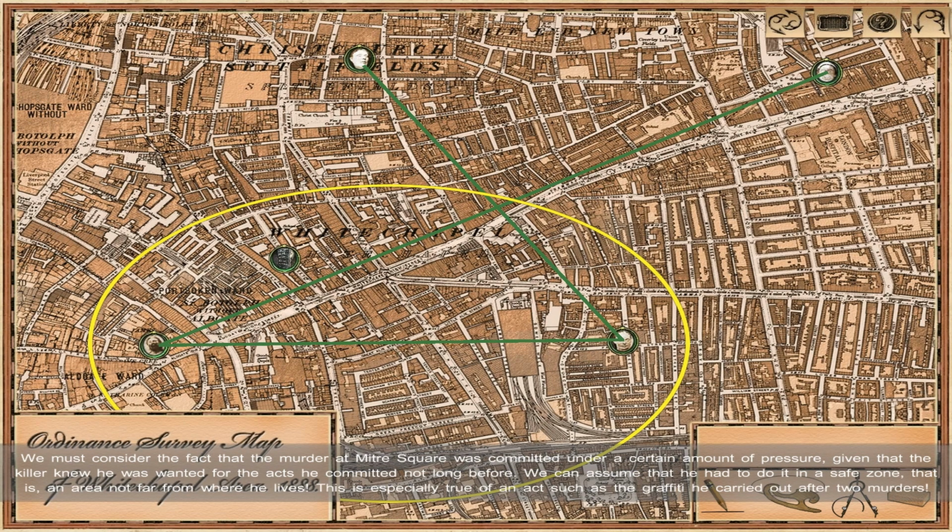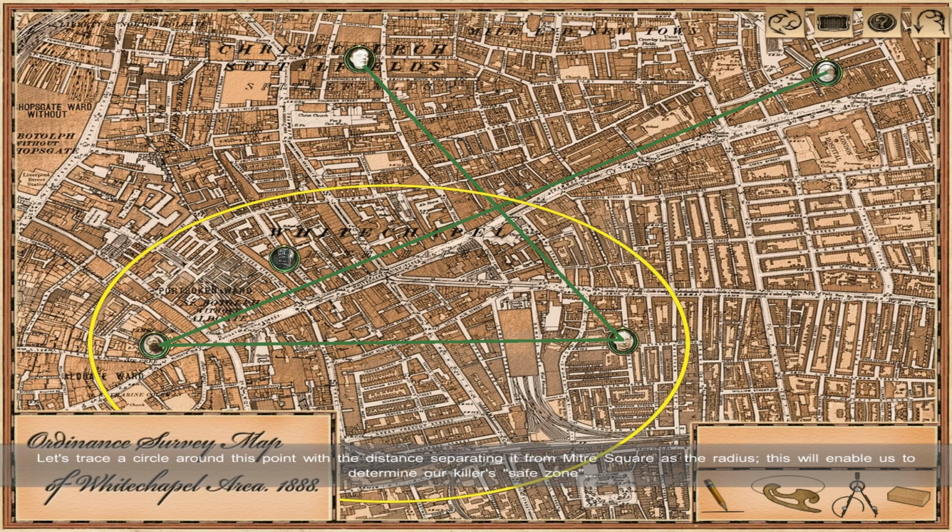We must consider the fact that the murder at Mitre Square was committed under a certain amount of pressure, given that the killer knew he was wanted for the acts he committed not long before. We can assume that he had to do it in a safe zone, that is, an area not far from where he lives. This is especially true of an act such as the graffiti he carried out after 2 murders. Let's trace a circle around this point, with the distance separating it from Mitre Square as the radius. This will enable us to determine our killer's safe zone.